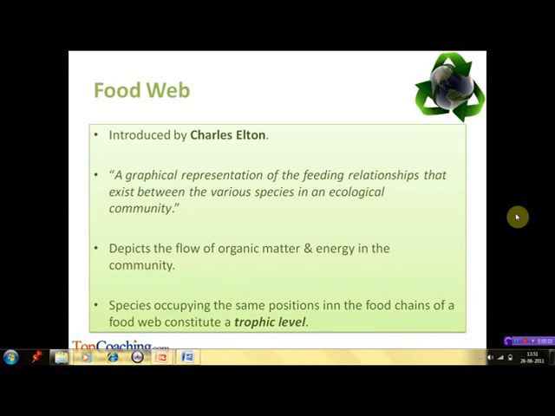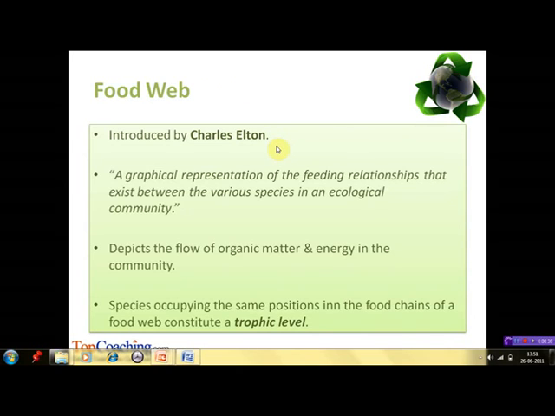Now, before we begin with the topic food web, we must have a very clear idea of food chains. We have discussed this topic, that is food chains, in our last chapter, that is Organisms and Population, under the same section, that is Ecology and Environment. I suggest that if you have any difficulty in recalling about food chains, please refer to that section before proceeding with food web. So coming back to food web, this concept was first introduced by a scientist named Charles Elton.